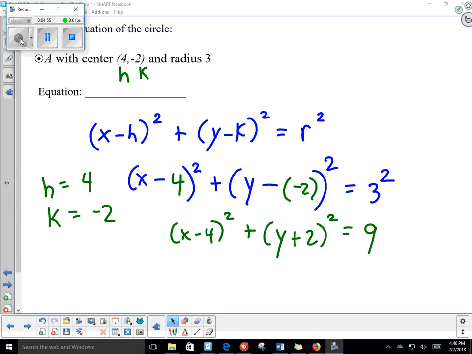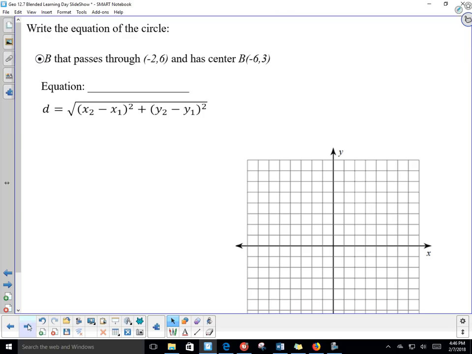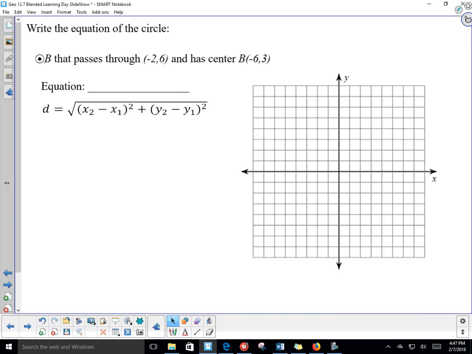Okay, let's take a look at another example. This one says write the equation of the circle. We want circle B. We want it to pass through the point -2, 6, and we want it to have a center of -6, 3. So let's get a visual of what's going on here.